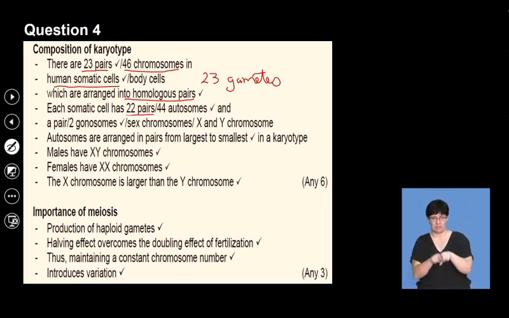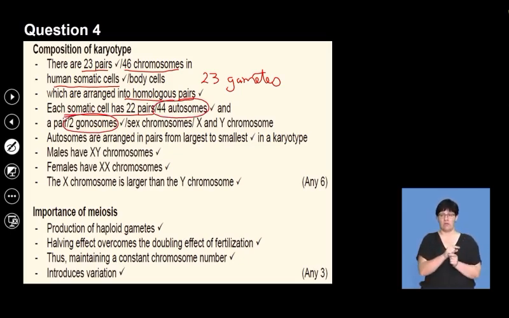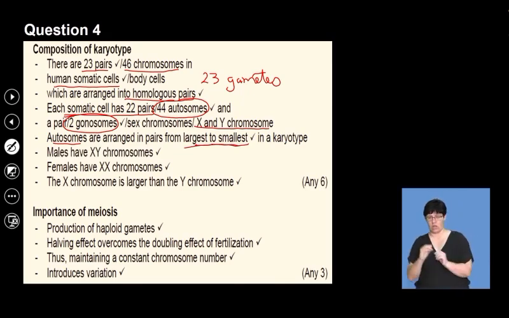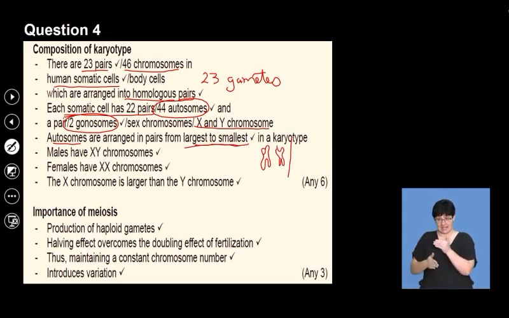So pairs meaning they have similar shape and size. We also can describe that a somatic cell has 22 pairs of autosomes, 44 of them, and we also have a pair of gonosomes, an X and Y chromosome for each cell. Autosomes are arranged in pairs from the largest to the smallest in a karyotype, with the smallest being your X and Y arranged right at the end, and so we call these the gonosomes. So in a female, you'll have 2 X chromosomes. In a male, you'll have an X and a Y chromosome.